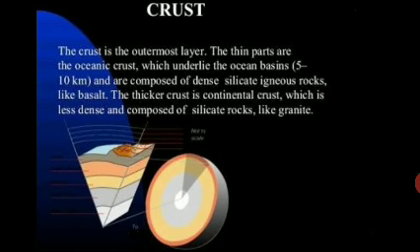So the crust is the top layer of the earth. The crust is the outermost layer. The thin parts are the oceanic crust, which underlie the ocean basins, that is 5 to 10 kilometers, and are composed of dense silicate igneous rocks like basalt. The thicker crust is continental crust, which is less dense and composed of silicate rocks like granite.